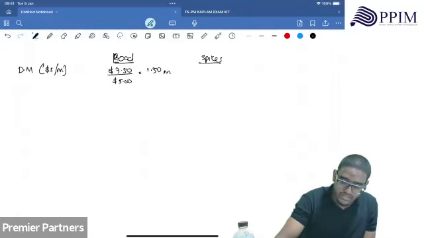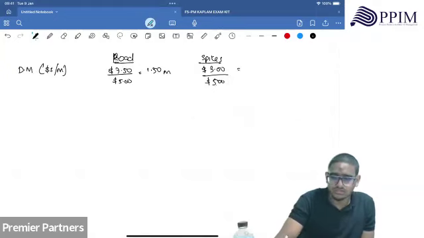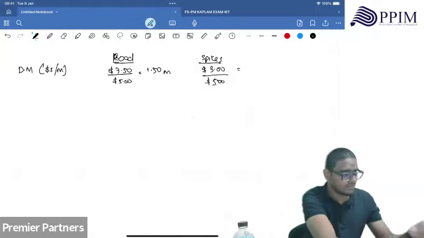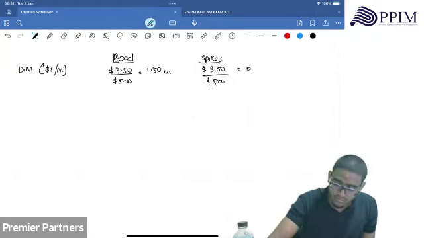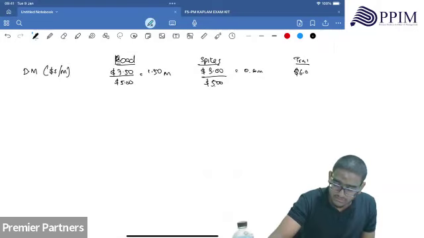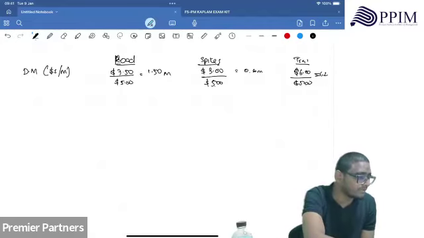You can do the same computation, which is $3 divided by 5, which is 0.6. So 0.6 meters. And then you have trail, which you're using $6 divided by 5, which is 1.2. Right. So this is where we are in terms of direct materials.